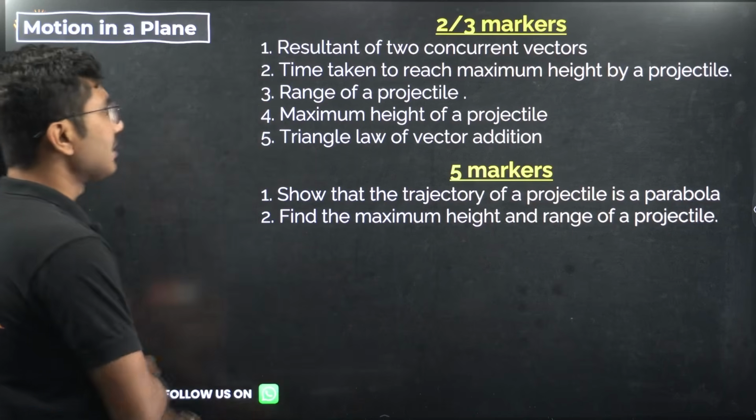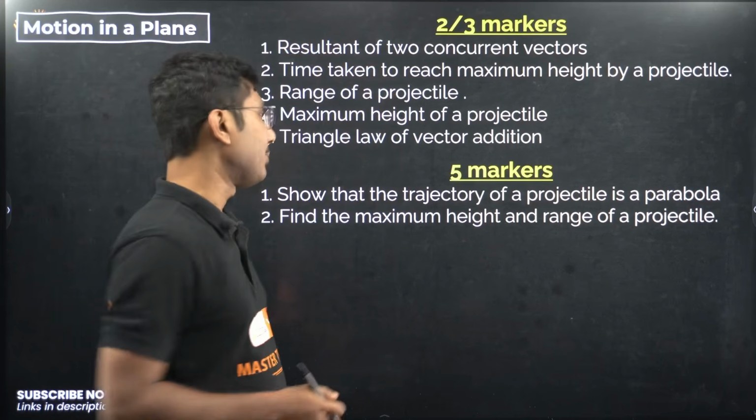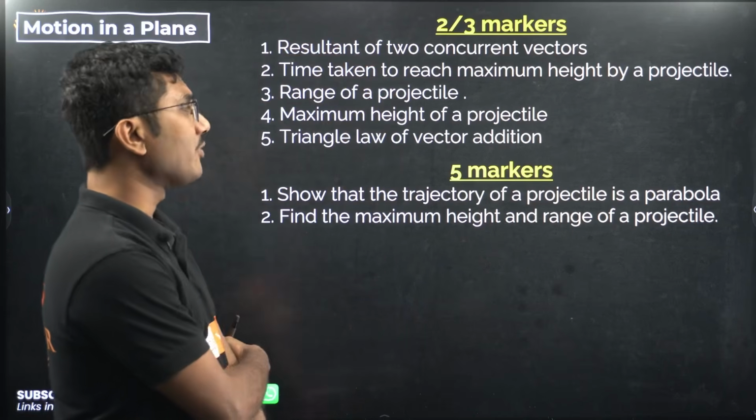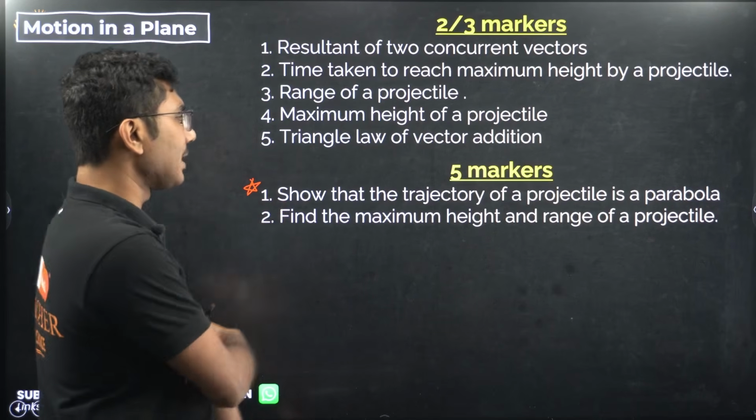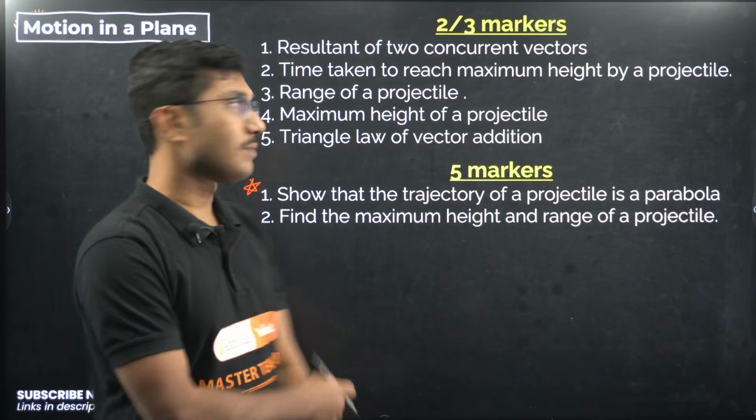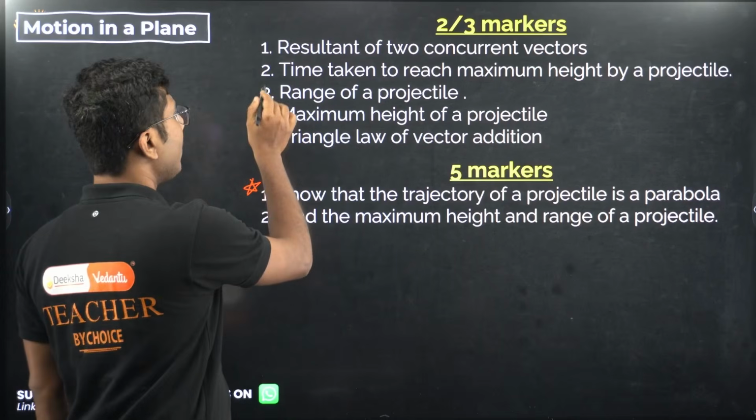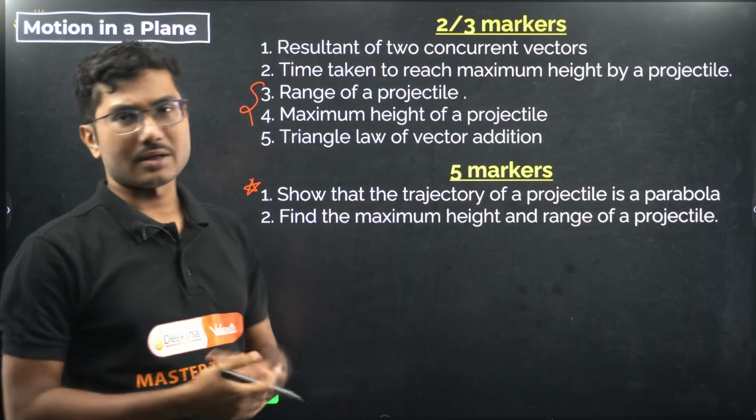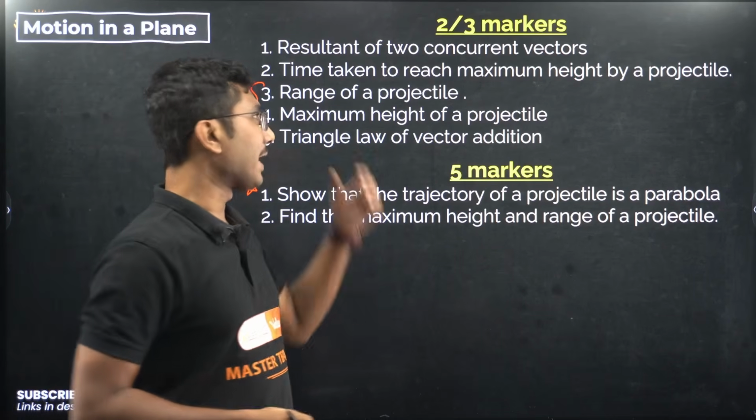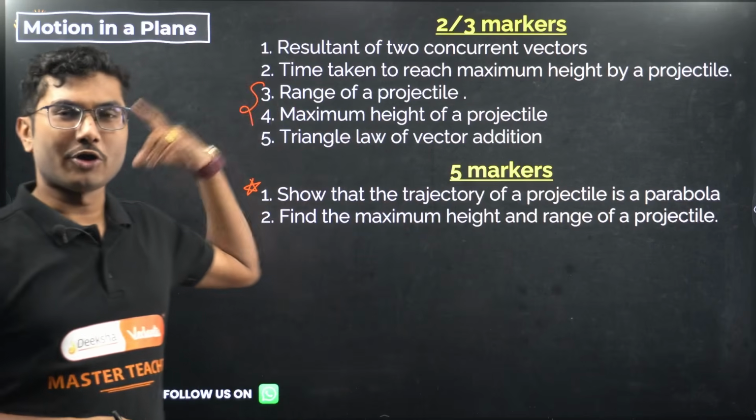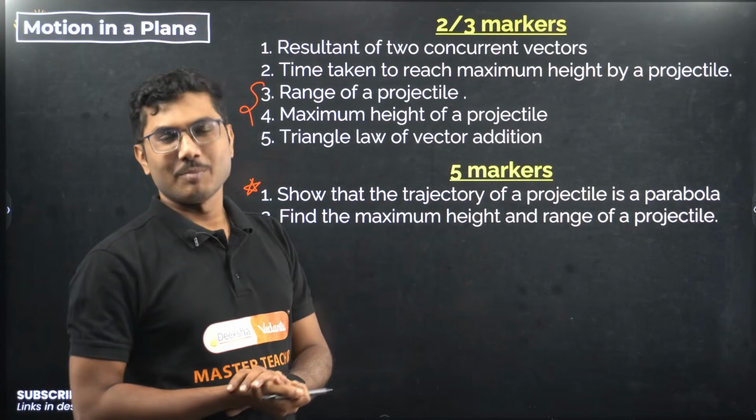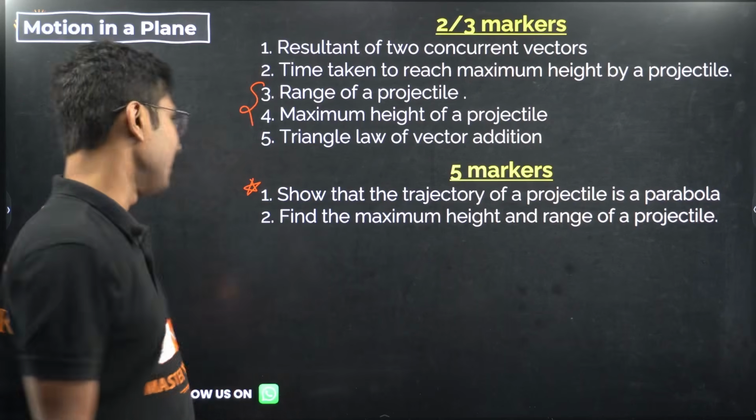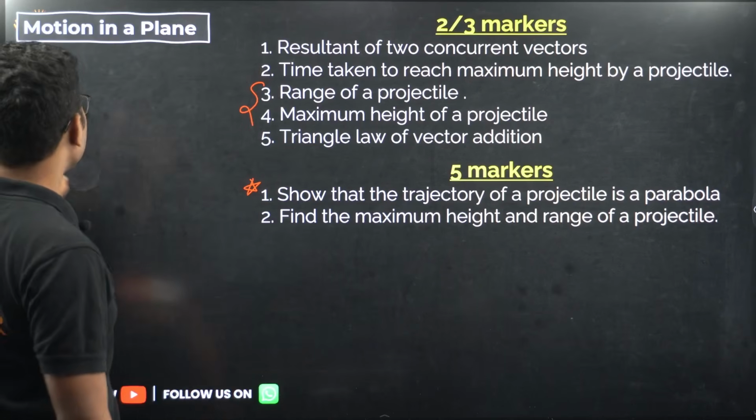Okay, so these are the small derivations from this chapter. Show that the trajectory of a projectile is a parabola. Another super important question: find the maximum height and range for a projectile. Basically, this is the combination of these two questions in a 5-marker format. So if you practice this, you will not only have a high chance of getting a 2 or 3 marker question, but also a 5 marker if you are lucky, right? So these are all important questions from this chapter.